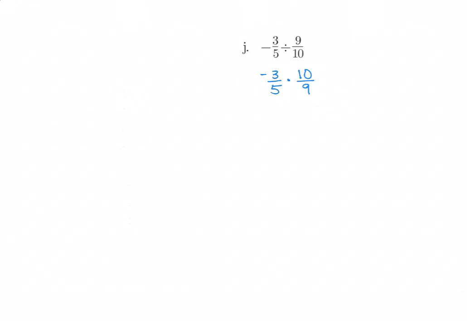And then we go ahead and cancel. 5 and 10 are both divisible by 5. We get 2 and 1. 3 and 9 are both divisible by 3. We get 1 and 3. And now if we multiply straight across, we get 2 over 3. I do have one negative. I want to keep it.